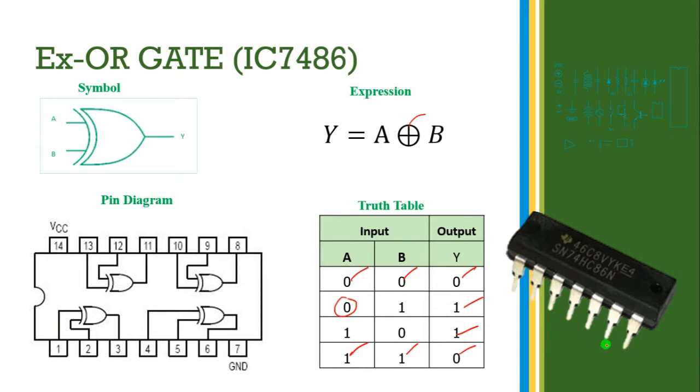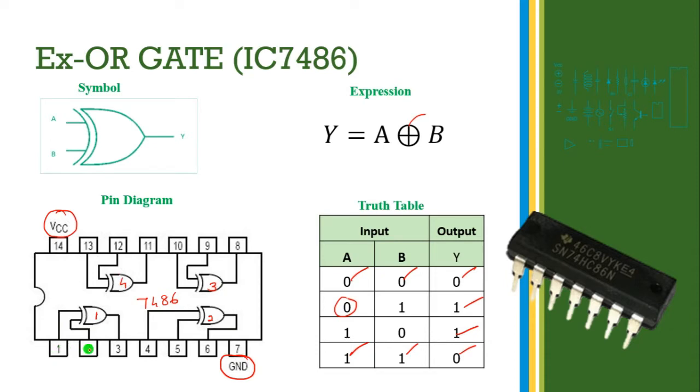This is the IC 7486. It is also a 14-pin IC. This is the pin diagram of the IC 7486. The 14th pin is always VCC and the 7th pin is ground. Other pins are used for the XOR gate operation. Here we are using 4 XOR gates: XOR gate 1, 2, 3, 4.